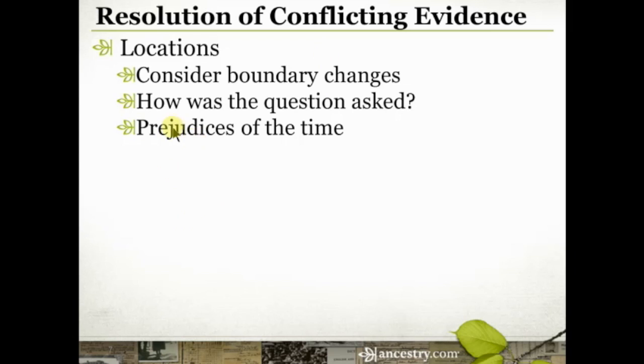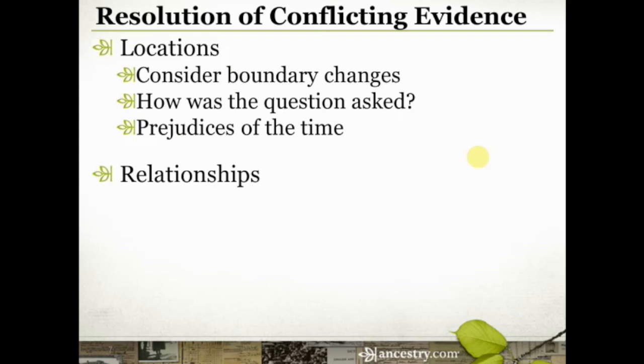So think about or learn about the prejudices of the time, what was going on in the world. Why might someone not want to identify as German, or not want to identify as Native American, or as Polish, or whatever the circumstance, might not want to identify as Irish? Okay, think about what the prejudices of the time were, again, to help explain why you might see conflicting pieces of evidence when it comes to the locations in their lives.